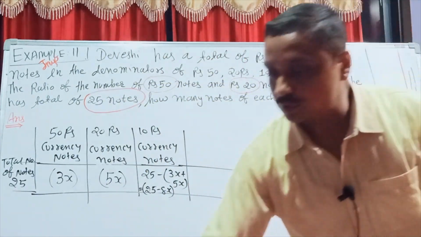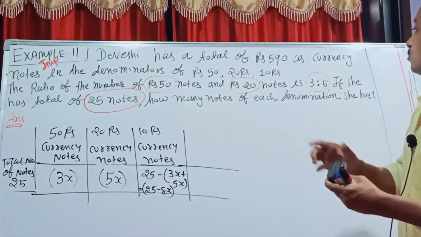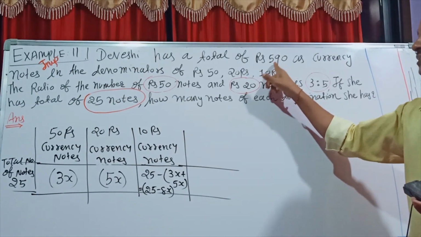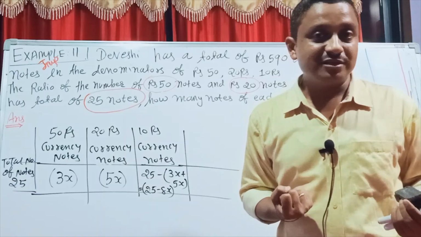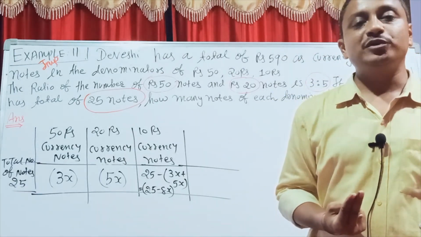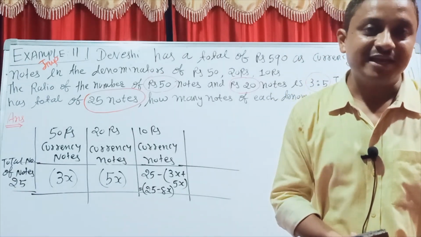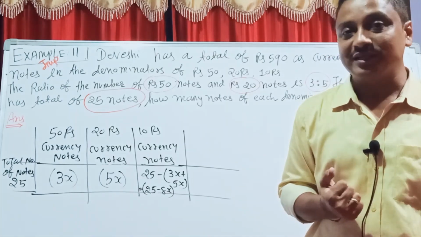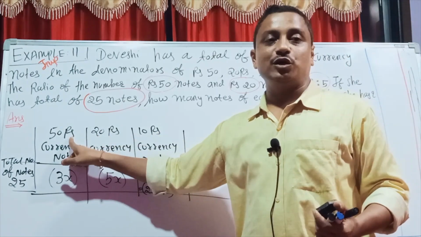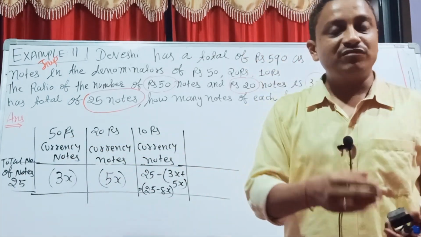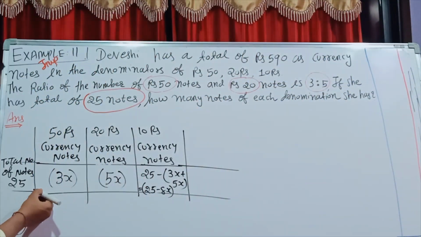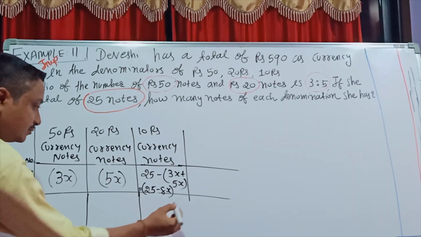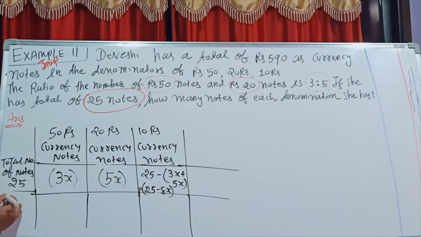Now students, read the question. The total amount she has is 590 rupees. It means one currency note is considered as 1 rupee. Two currency notes of 50 rupees each, how much amount? Yes, it is 100 rupees. Similarly, 50 rupees currency notes, total 3, then it is 150 rupees. So here I create the total amount, students. Yes, the table continues, and that is the total amount.